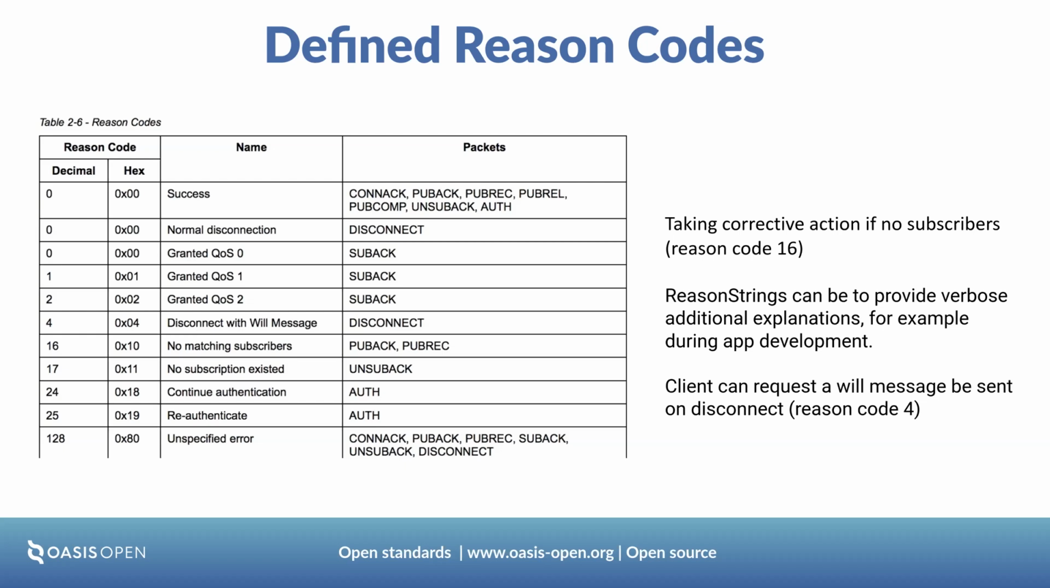Each of the reason codes also has the ability to add a reason string. So if you need extra information to be sent to a client application, or during development for a developer, then you can add an explanatory string along with that reason code.